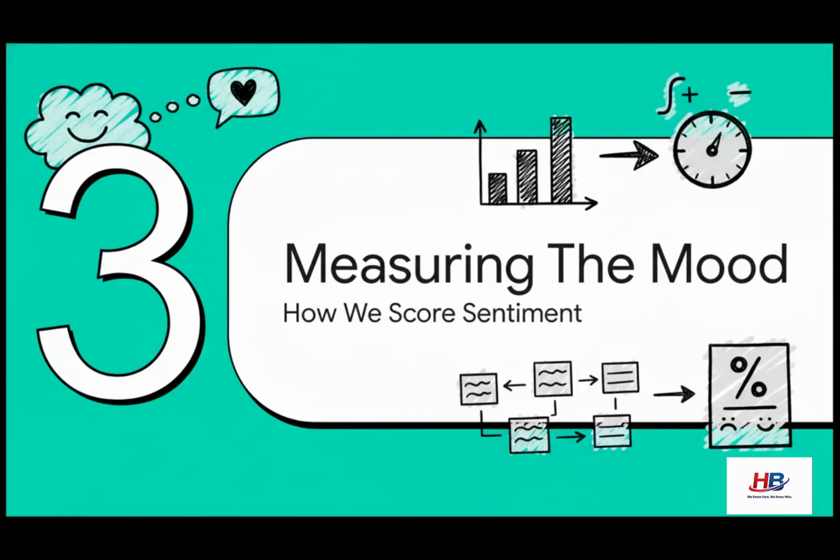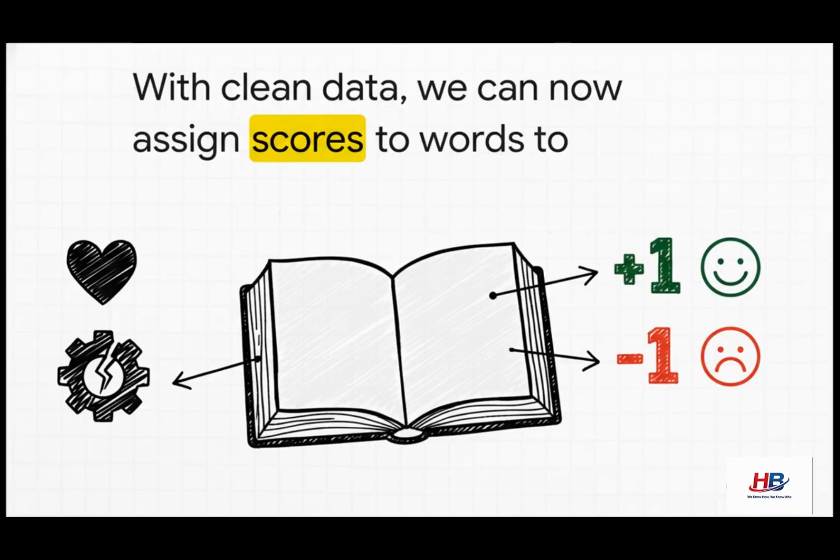Okay, so our text is all clean. Now we get to the really fascinating part. How do we actually measure the mood? How do we put a number on that feeling? The big idea here is actually pretty simple. We use a predefined dictionary. It's often called a lexicon, where thousands of words have already been assigned a score. Positive words get positive scores, and negative words, well, they get negative ones. We are essentially turning language into a math problem.